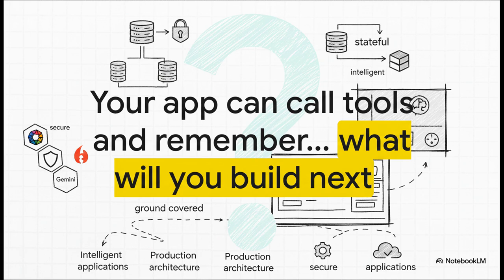We've covered a ton of ground here, right? From the whole philosophy of vibe coding all the way down to the nitty-gritty of production architecture. You've now got the blueprints you need to build secure, smart, and stateful AI applications. So really, the only question left is, what are you going to build next?